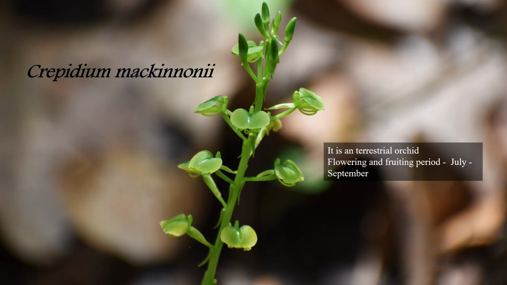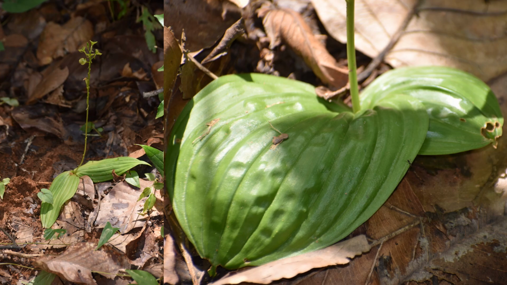Then Crepidium mackinoni. As you can see over here, the flowering and fruiting period is from July to September. Many faunal species consume the tuber part, but not Crepidium one, though some tubers are consumed by them. This is one epiphytic terrestrial orchid. Then you can see over here the leaves are attached at the totally ground level.